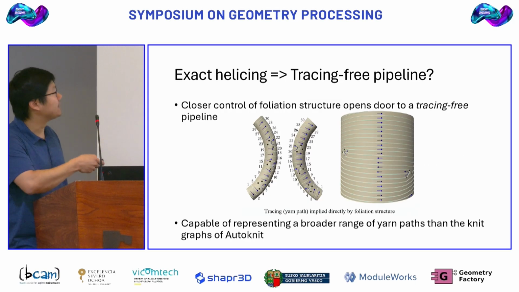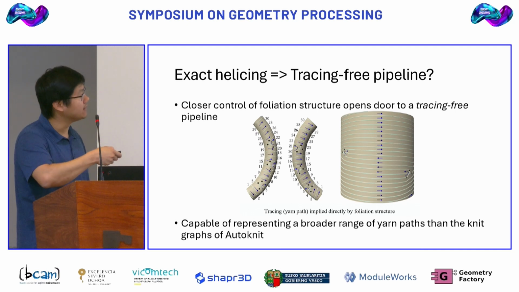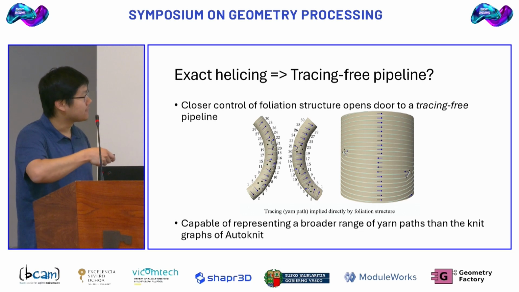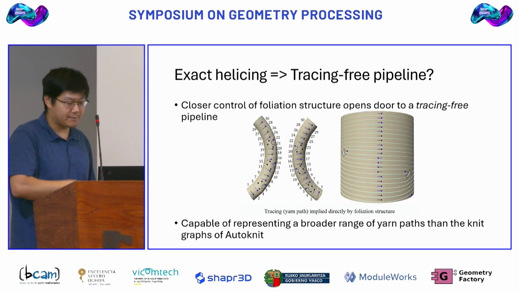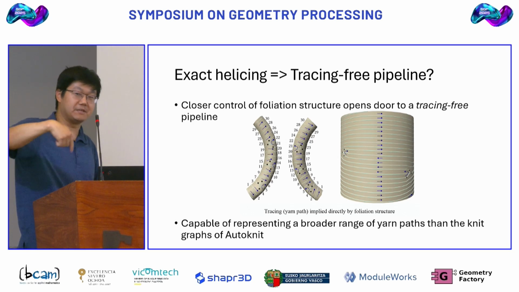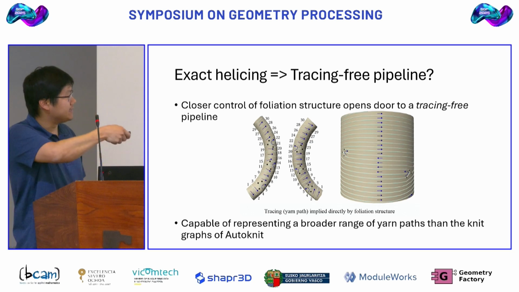Yeah, and I think what's cool about this is that we actually have exact helicing now. We can control the foliation structure specifically. And this leaves open the possibility of having a tracing-free pipeline. In particular here, on this bent cylinder, if you can do this, you can come up with a vector field where the actual explicit yarn path will just be an integral curve of the vector field. And here's an example on the left, just illustrated for the bent cylinder.